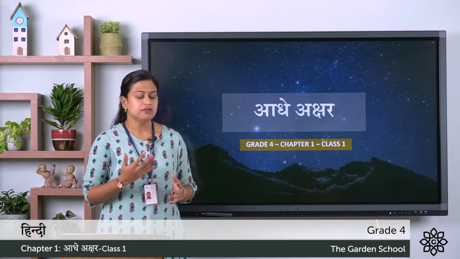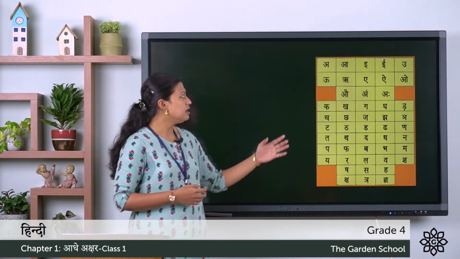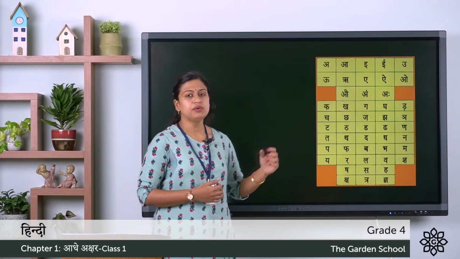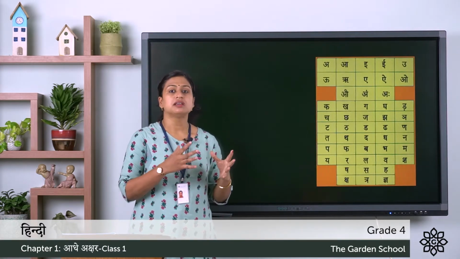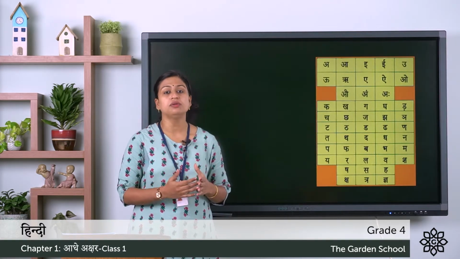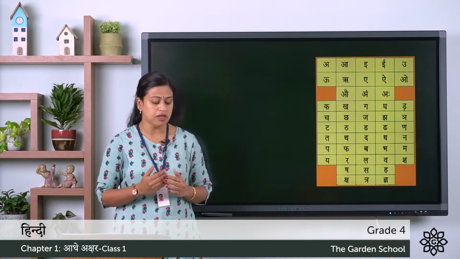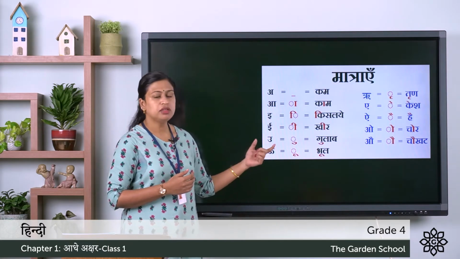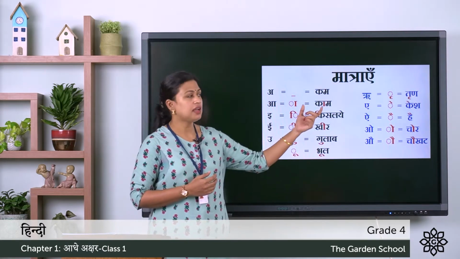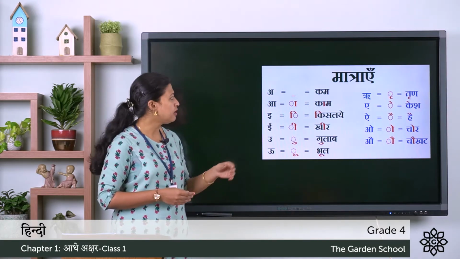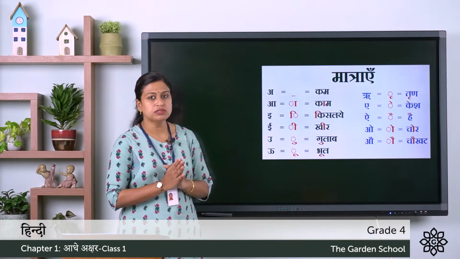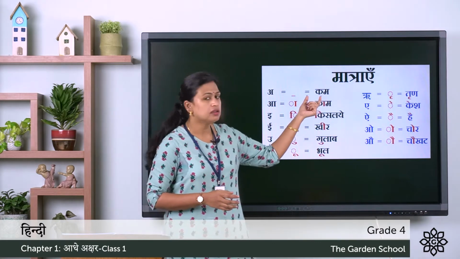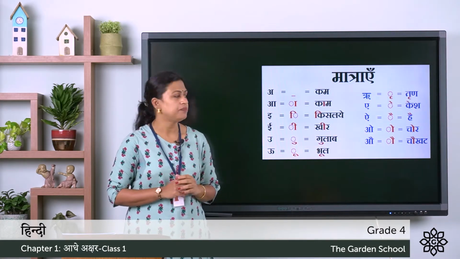In the previous class, we have already discussed about the Swar Akshar and Vyanjan Akshar. So these Swar Akshar, they have their own symbols and we say them Matrae. So here you can see the symbols, that means Matrae. So for A, there is no symbol. That's why you can see here a word with no symbol.